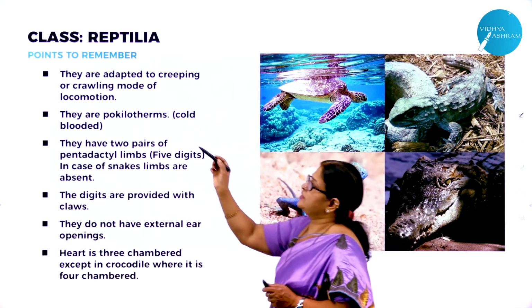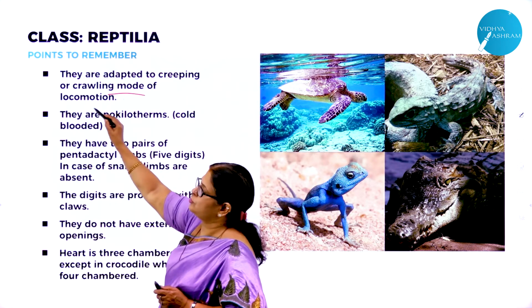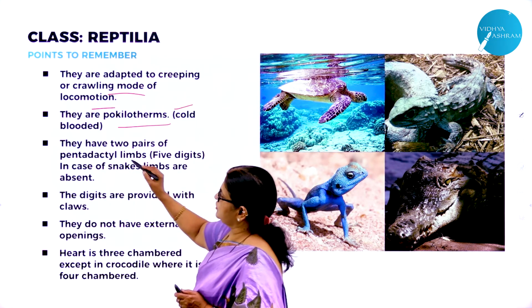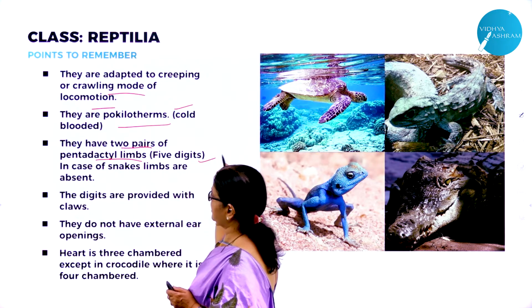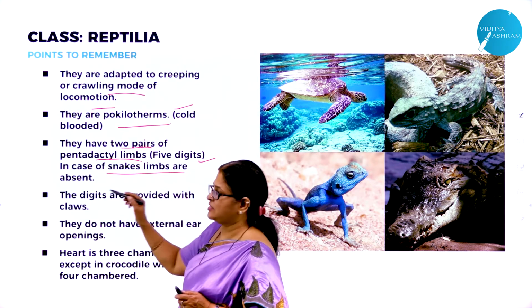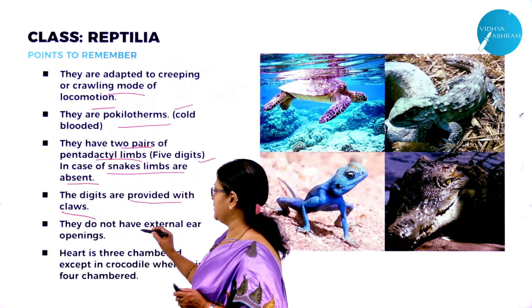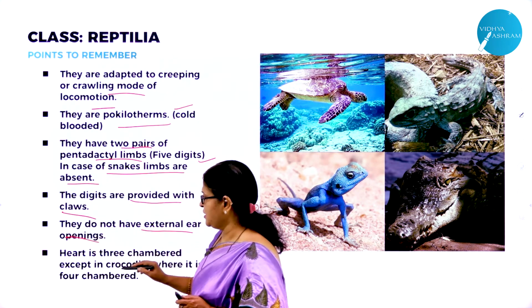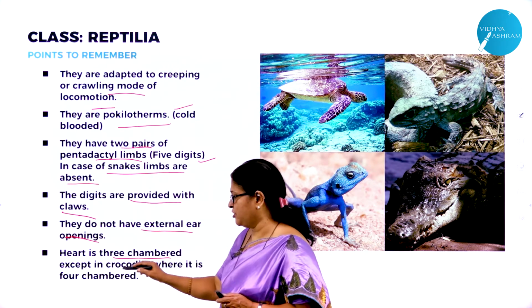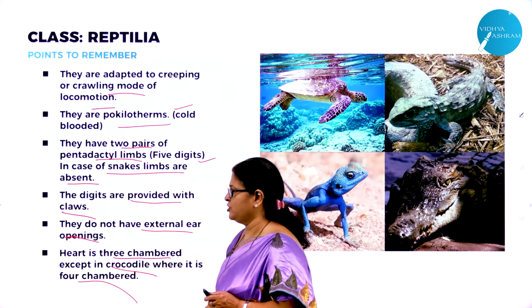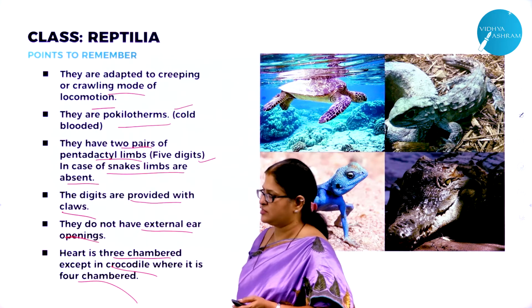So what is it? They are adapted to the crawling mode of locomotion. They are poikilotherms. They have 2 pairs of pentadactyl limbs. In the case of snakes, limbs are absent. The digits are provided with claws, and they do not have external ear openings. The heart is 3-chambered except for the crocodile, where it is 4-chambered. You can see the beautiful animals in this picture.